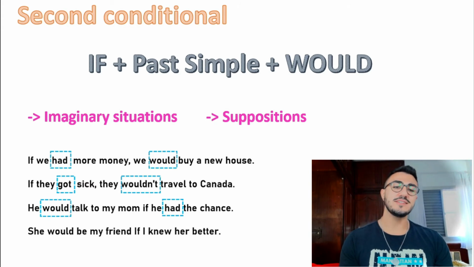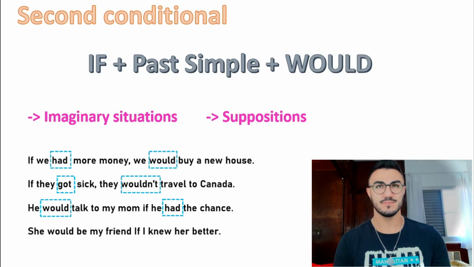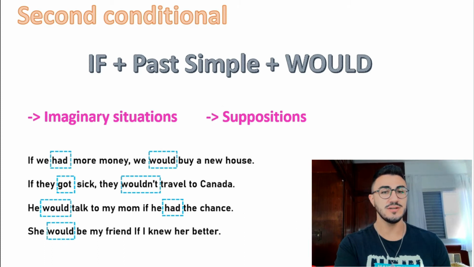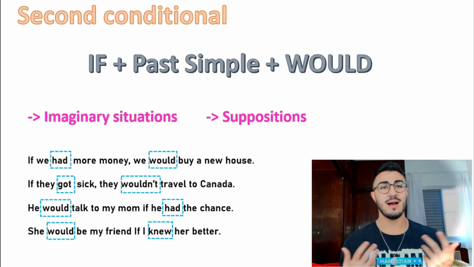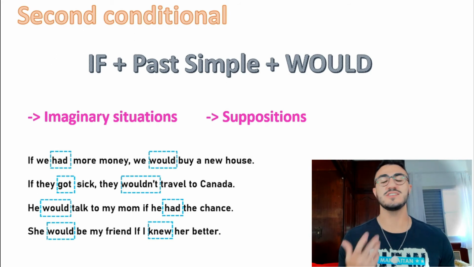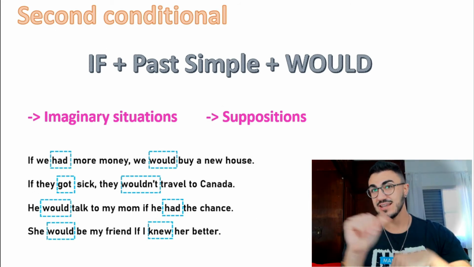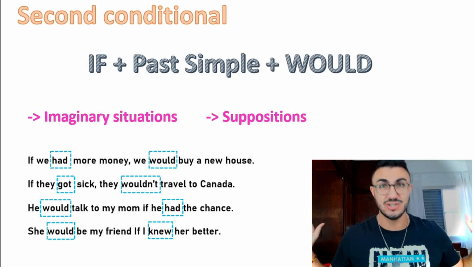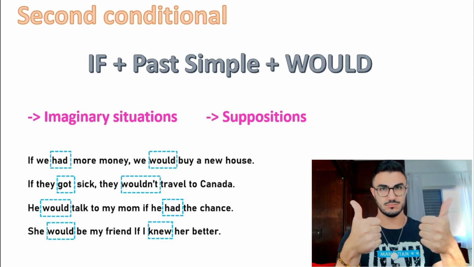She would be my friend if I knew her better. Okay? So would and past simple. Alright? So remember, I'm going to use second conditional for suppositions or imaginary situations in the future or in the present. Not in the past. Never in the past. Never. Okay? Okie dokie, let's go.